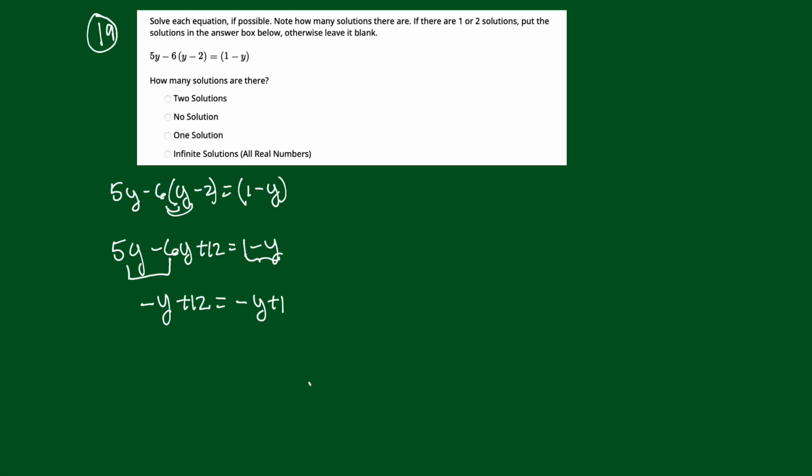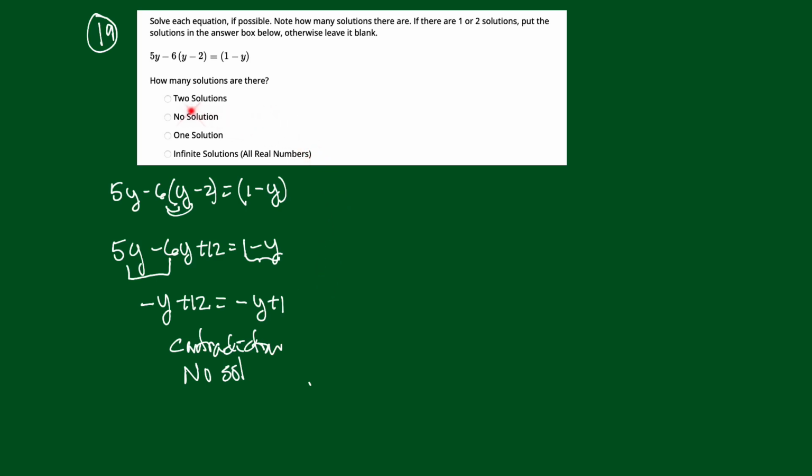But now I can see, this is a contradiction. Can you see it? Take any number, call it y. Take its opposite. Add 12. Take that same number, take its opposite, and add 1. You get a false statement out of this. This is a contradiction. Now, if it's a contradiction, that means there's no solution, okay? No solution.